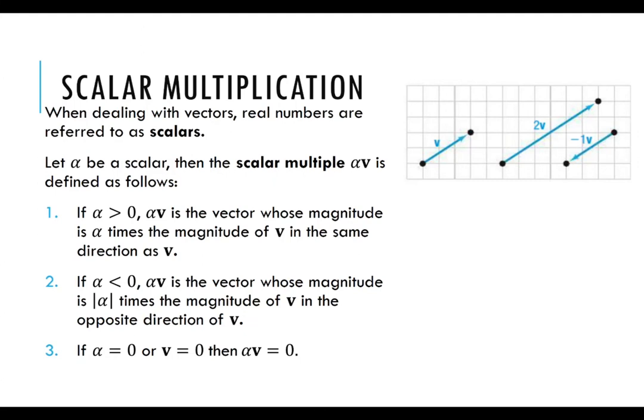Also note that there does exist multiplication by 0. If the scalar alpha is equal to 0, then alpha times the vector v, this should be a bold 0, so it's actually the 0 vector. So if the scalar is 0, 0 times a vector gives you the 0 vector.